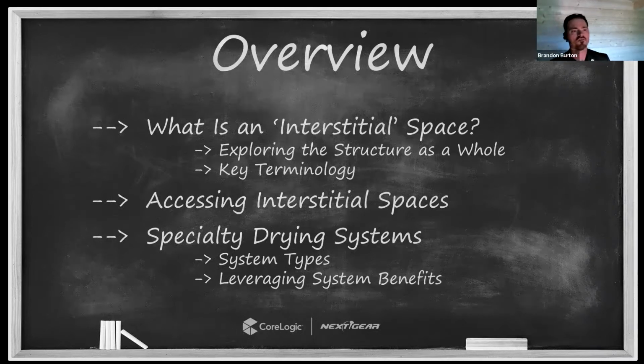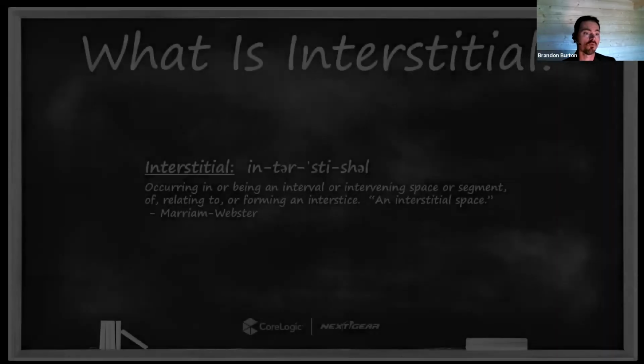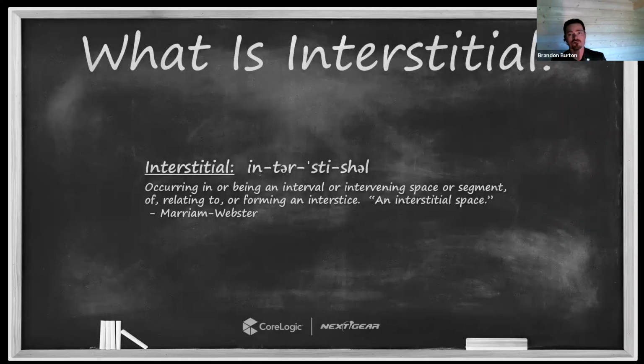The biggest piece of this is just going to be understanding these interstitial spaces at large. That's the primary focus today. And then making sure that once we understand that, we also understand how to access them, how to dry them, how to monitor that drying system, et cetera. So with all that said, let's start off with some key terminology. The single term that I really want to define is just what do we mean by interstitial?